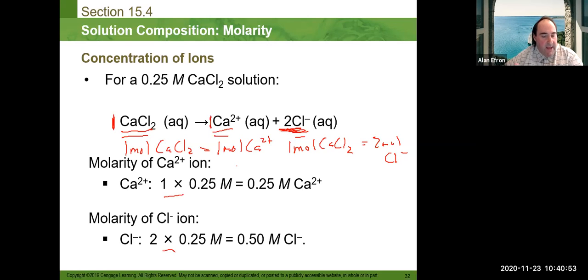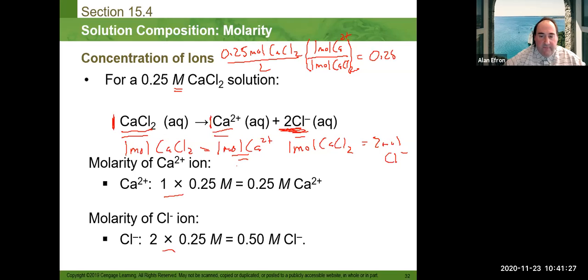And to show you the actual long calculation with the mole-to-mole relationship, we could start with our 0.25 moles of calcium chloride per liter. Remember, the big M is moles per liter. We could do a conversion problem here. For every 1 mole of the whole thing, we get 1 mole of calcium ions. And as we see here, we end up with 0.25 moles per liter of calcium ions, which is exactly what we got down here.